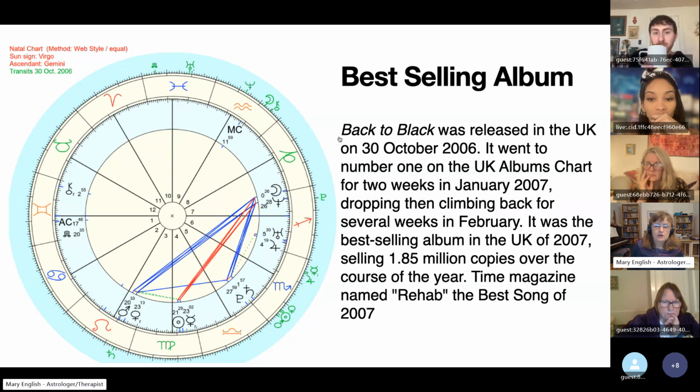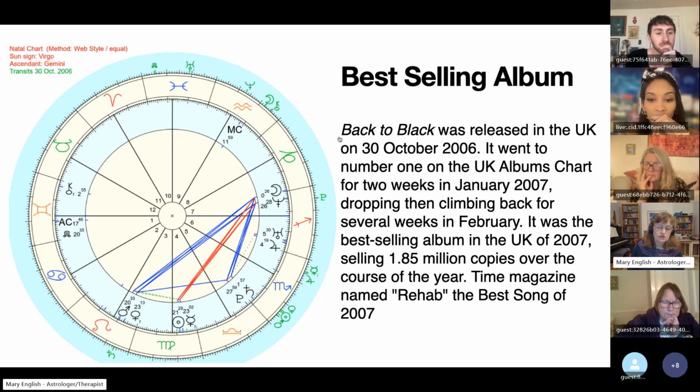It went #1 in the UK album charts for 2 weeks in January 2007, dropping and then climbing back for several weeks in February. It was the best-selling album in the UK of 2007, selling 1.85 million copies over the course of the year.